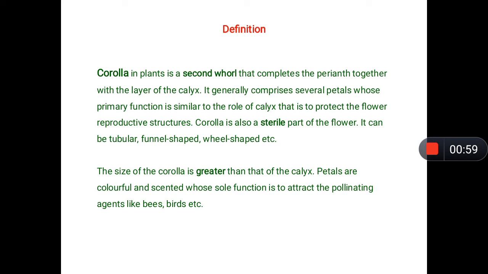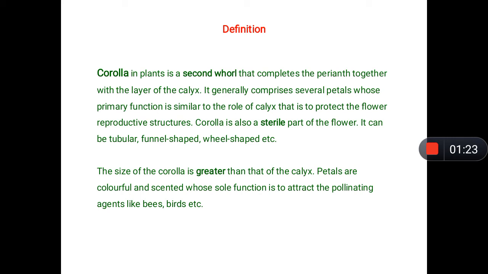Corolla is also a sterile part of the flower. It can be tubular, funnel shape, wheel shape, etc. The size of the corolla is greater than that of the calyx. Petals are colorful, scented, whose sole function is to attract the pollinating agents like bees and birds.